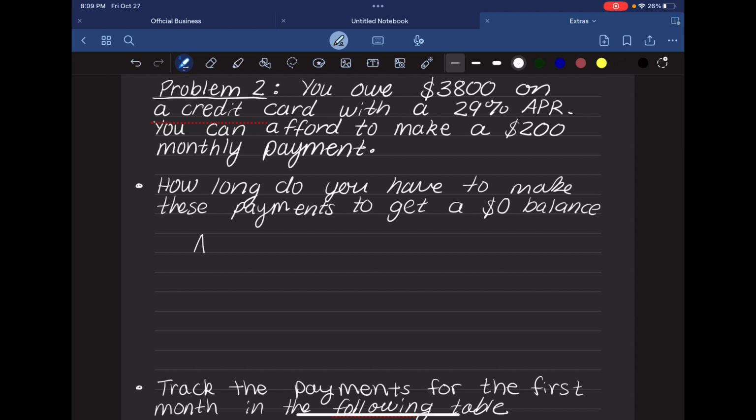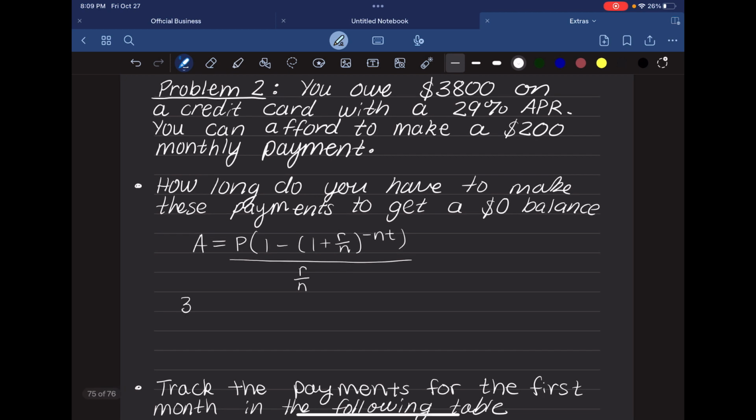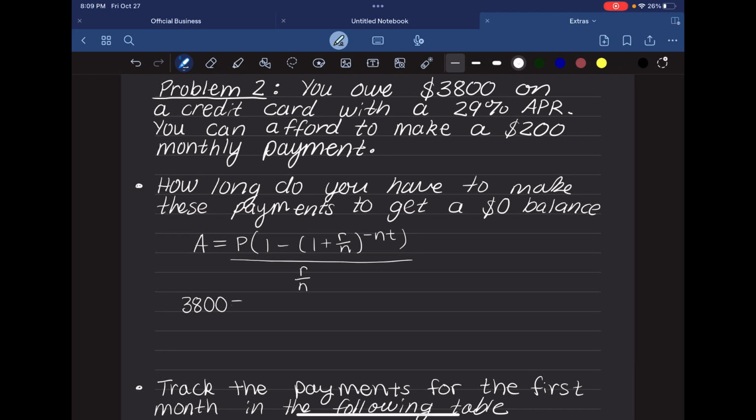So we have A is equal to P times 1 minus 1 plus R over N raised to the negative NT, all divided by R over N. We know that our original balance is going to be $3,800.